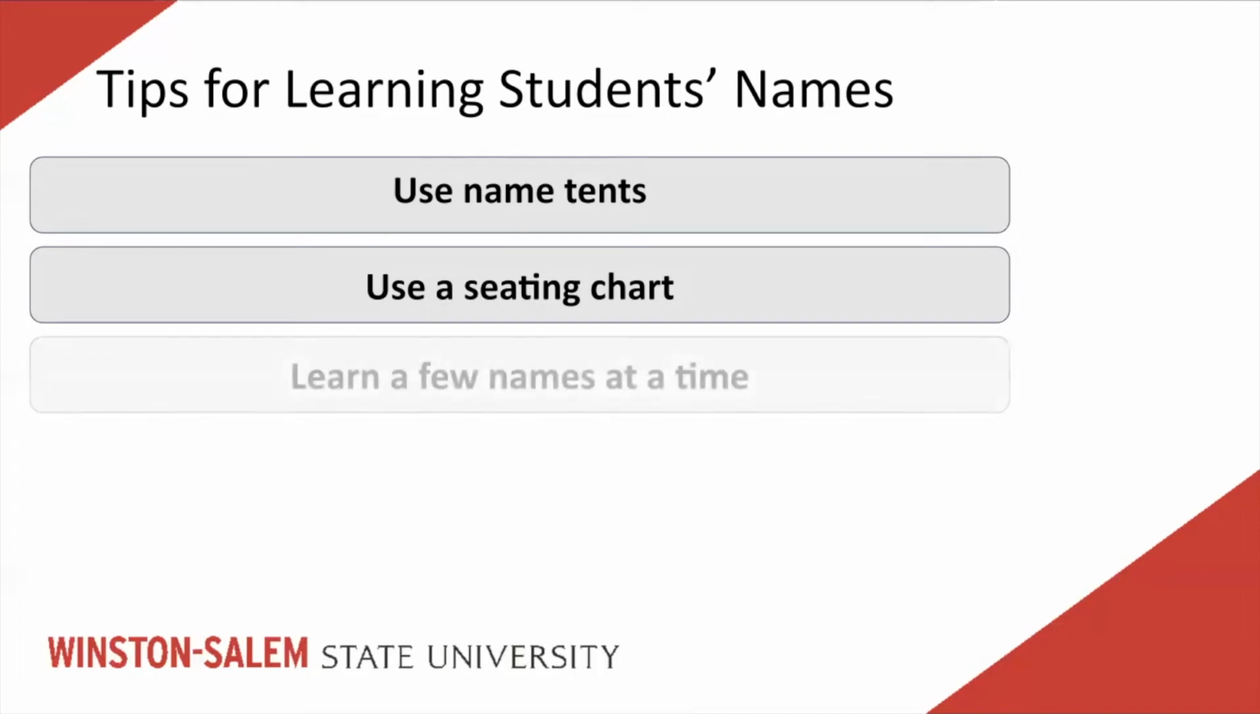The third tip is to learn a few names at a time. Use the time just before and after class to learn 5 to 10 names per class. Greet students as they enter the class or invite students to your office in small groups to learn a little about them in addition to their names. Both approaches reinforce that you are interested in the concerns of individual students.